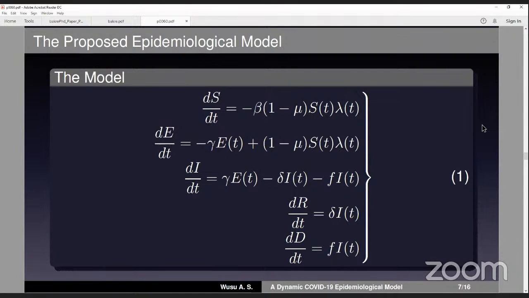Now, how do you measure this numerically? From the data that we have, we were able to estimate this and then fit it to get the optimal value. That beta you are seeing in equation 1 is the rate of transmission, and equation 1 itself is the flow, the dynamics of the pandemic.